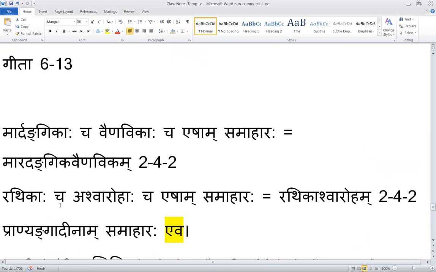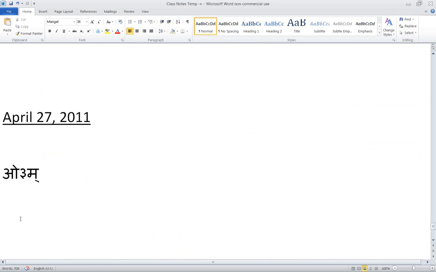So make a note of that. The vartikam on 2.4.12 will affect 2.4.2. If it's only one chariot rider and one horse rider, it will become rathikashwarohau, as that vartikam says: bahuprakritiriyava. Maybe I'll put that into the document. So the 2.4.12 vartikam, which we saw last time at the end of the class, I just want to repeat that. The 2.4.12 vartikam will give us that. Rathikaha.